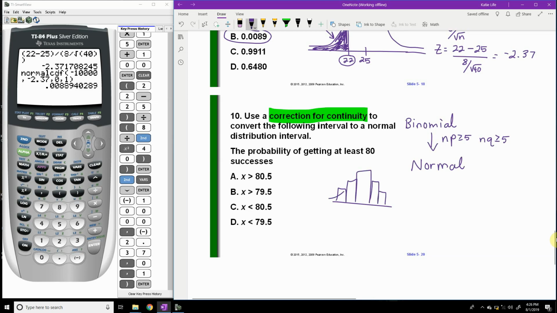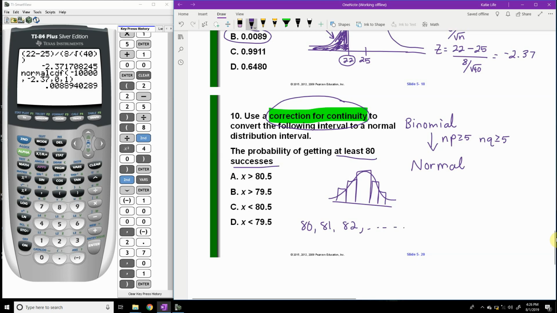So if it turns out that it is approximately normal, that means we're taking it from a discrete sense to a continuous sense. To do that, I've got to give a little bit of grace, a little bit of wiggle room. That's what we're calling this correction for continuity, going from something that is discrete to continuous. So in this case, let's think about what it's asking. The probability of getting at least 80 successes, at least 80. At least 80 means 80, 81, 82, and so on. All of those numbers are at least 80.